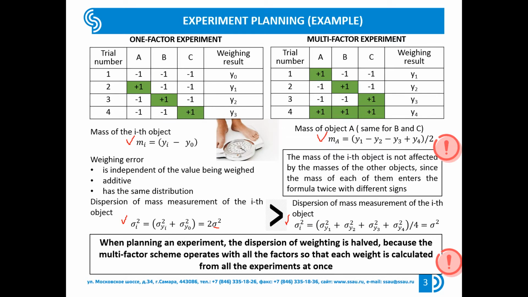The second scheme can be called a multi-factor scheme, because here all the factors are operated so that each mass is calculated from the results of all the experiments at once. This is the main reason why the dispersion is halved. This example shows that the use of experimental planning theory can be one way of significantly improving the effectiveness of multi-factor experimental studies.